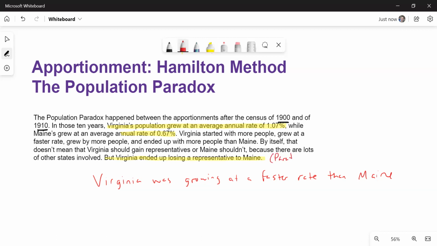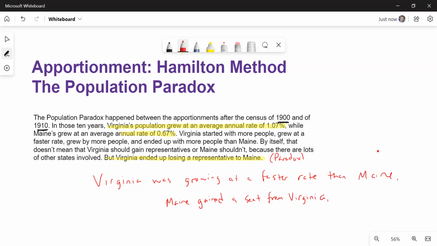It's a paradox. You would think that if you were larger, right, they started with more people and they grew faster, you would think that Virginia would gain a seat or at least stay the same. But what happened is that Maine gained a seat from Virginia. This should not be true.